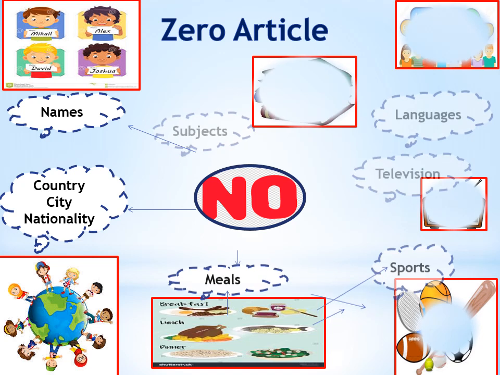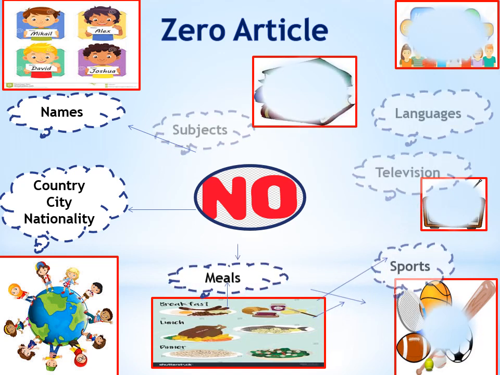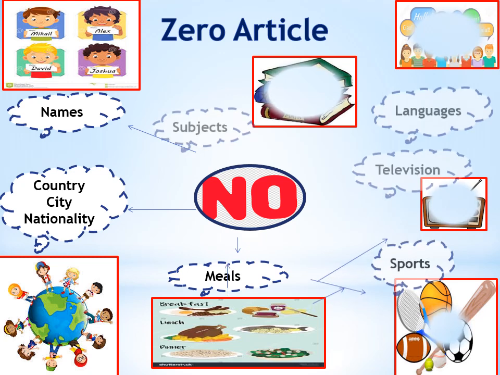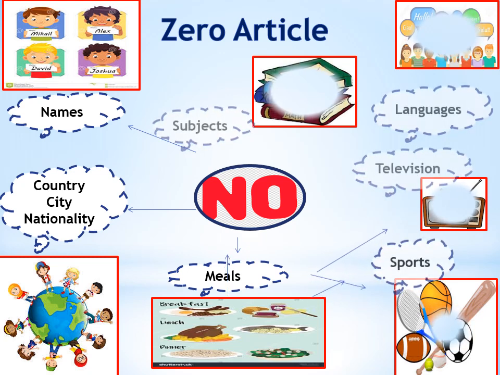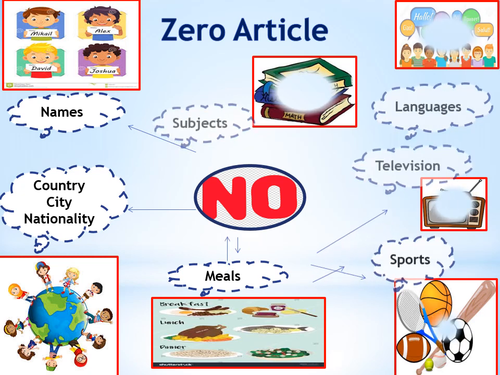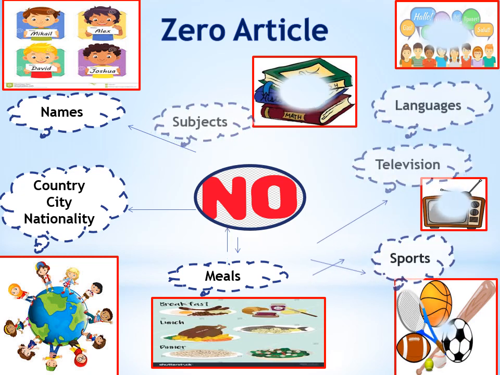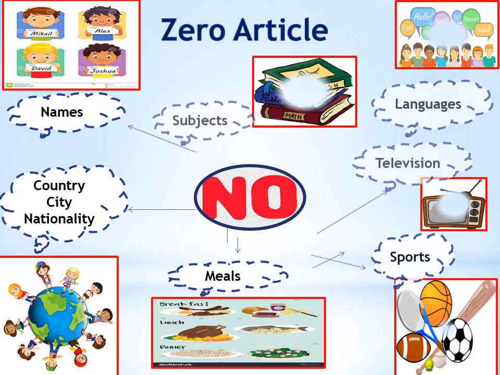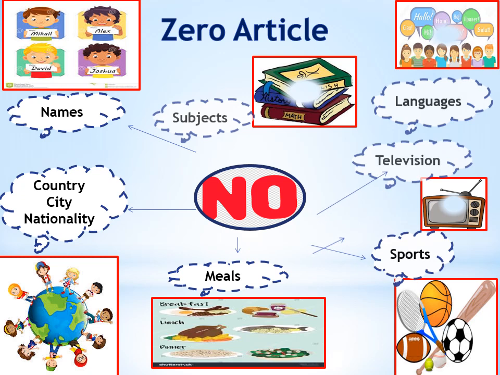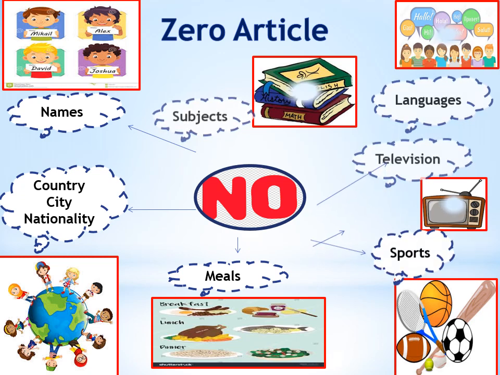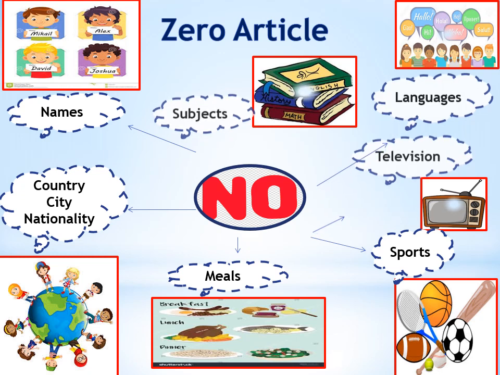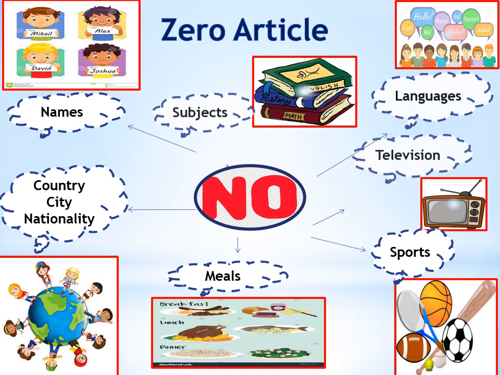Also with meals like dinner, lunch, and breakfast, we don't put an article before them. We say dinner is ready, lunch is ready, breakfast is ready. We don't say the dinner or a dinner or an dinner is ready. Okay, also sports don't take any article before them. We say I play volleyball, not a volleyball or an volleyball or the volleyball.